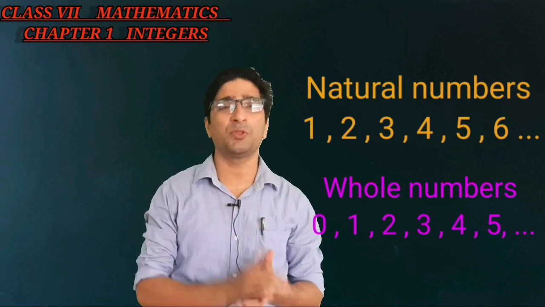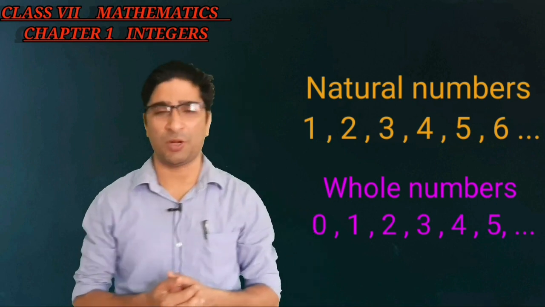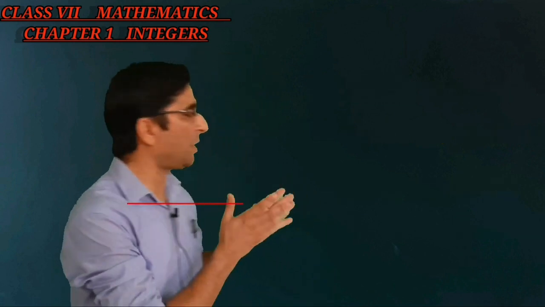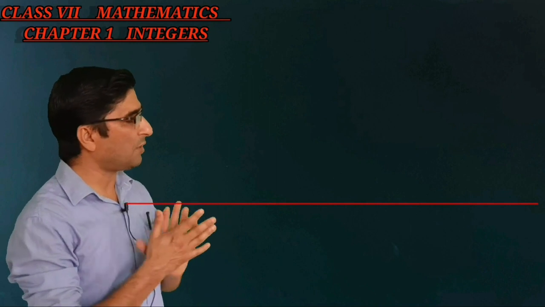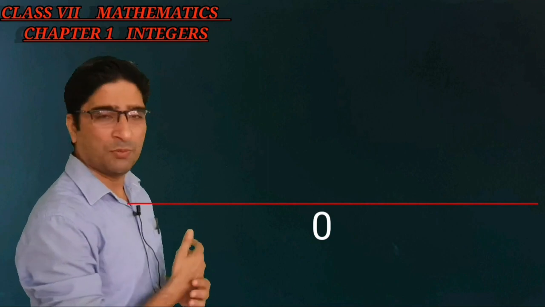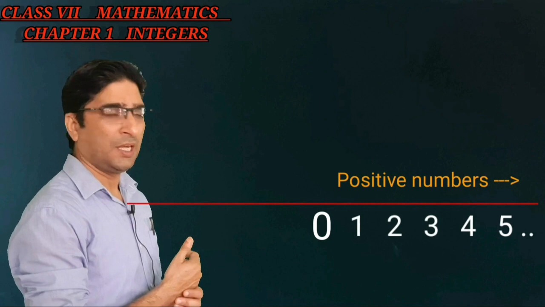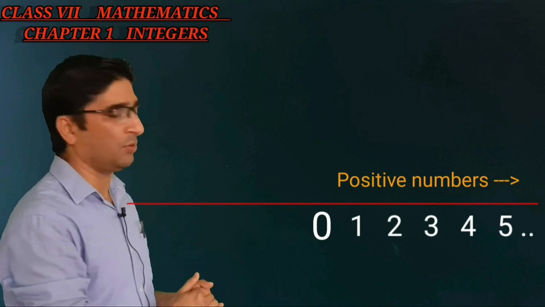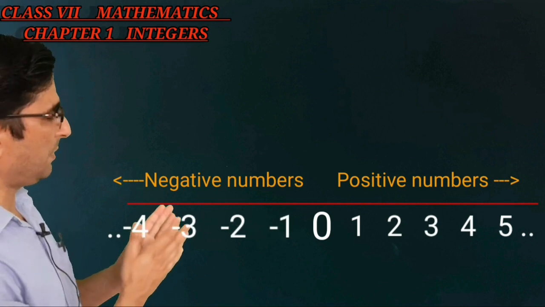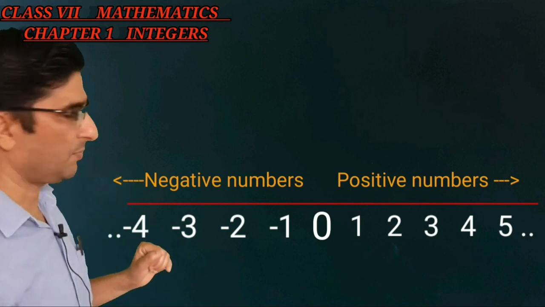All the natural numbers are positive numbers, and 0 is a neutral number, it is neither positive nor negative. If we place our numbers on a number line, suppose this is 0 in the middle. To the right of 0, all are positive numbers, and these are the natural numbers. When you come to the left side of 0, we will have negative numbers: -1, -2, -3, -4, -5, dot dot dot till infinity.